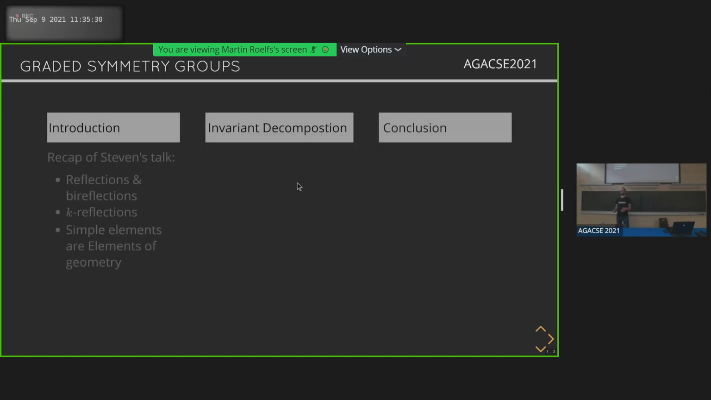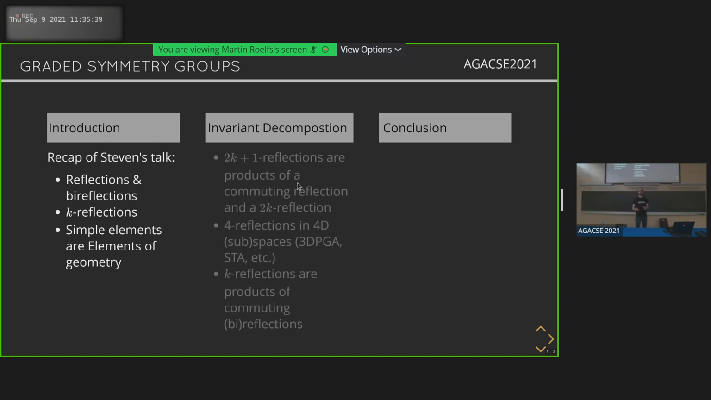So first I'll give an introduction, and for those who didn't see Stephen's talk, I will go back to mention the most important points of that. And then that brings me to the more algebraic part of the invariant decomposition, which is a decomposition of rotors or isometries in general. So in the recap of Stephen's talk, I'll first start by describing reflections and bireflections. And these will be the atoms of isometries. And that then can be extended to k-reflections. And we will also describe that simple elements are the elements of geometry.